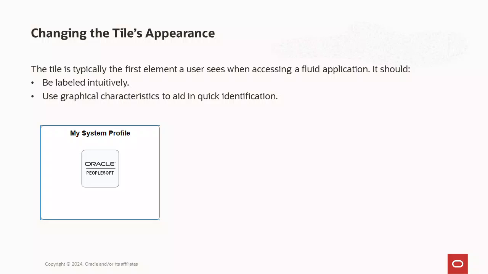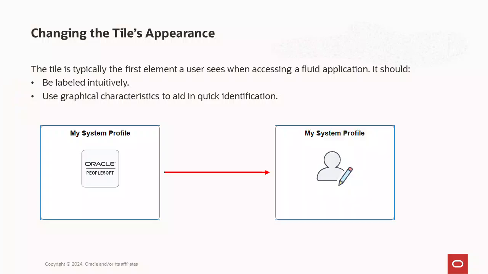Let's start with the tile. Because the tile is typically the first element a user sees when accessing a Fluid application, it should be labeled intuitively, be visually appealing using graphical characteristics and possibly dynamic content to aid in quick identification and an improved user experience. You can select a different graphic in place of the default generic graphic. The graphic you select can help to communicate the purpose of the tile's underlying business transaction. It also improves the look and feel of the tile immensely.